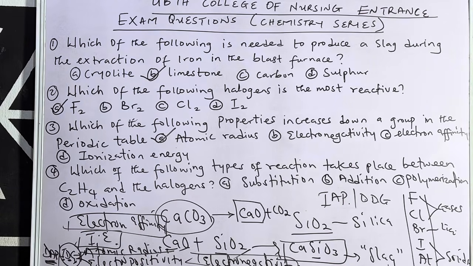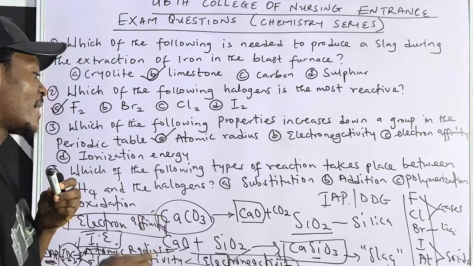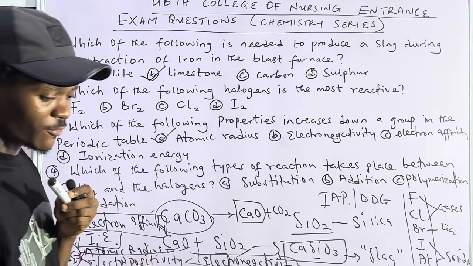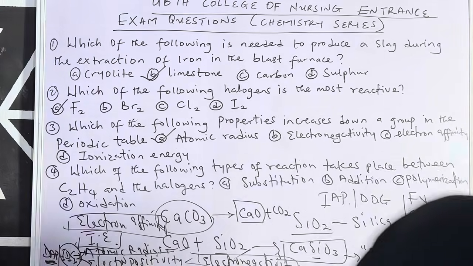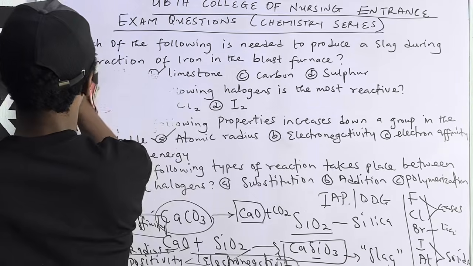Then question 4. Which of the following types of reaction takes place between C2H4 and the halogens? C2H4 and the halogens. Let's see how we can smash that question 4.